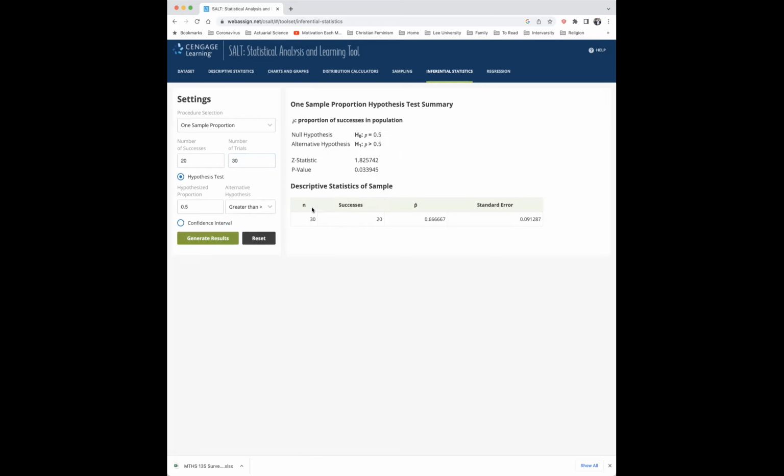So we generate our result, and we get a p-value of about 3%, and that is less than the level of significance. So we would say, yes, we reject the null hypothesis that 50% or less of students support reducing the chapel requirement. And we would accept the alternative hypothesis that more than 50% of Lee students support lowering the chapel percentage requirement.